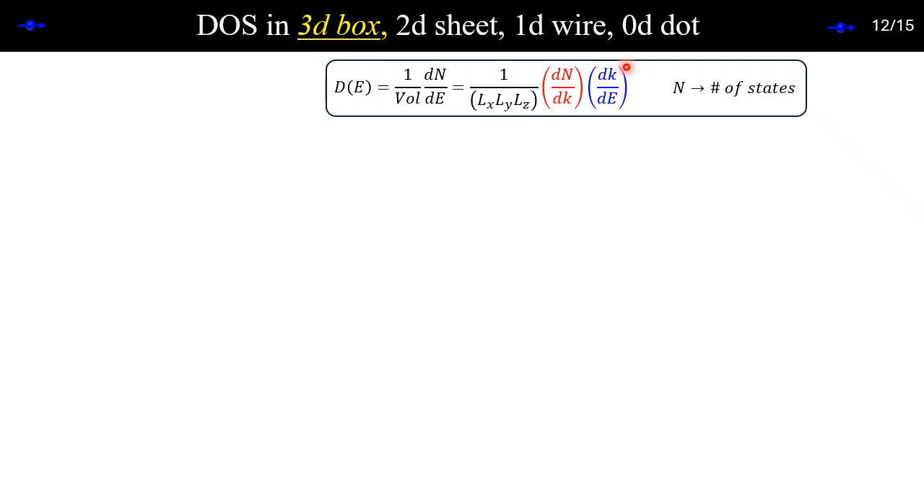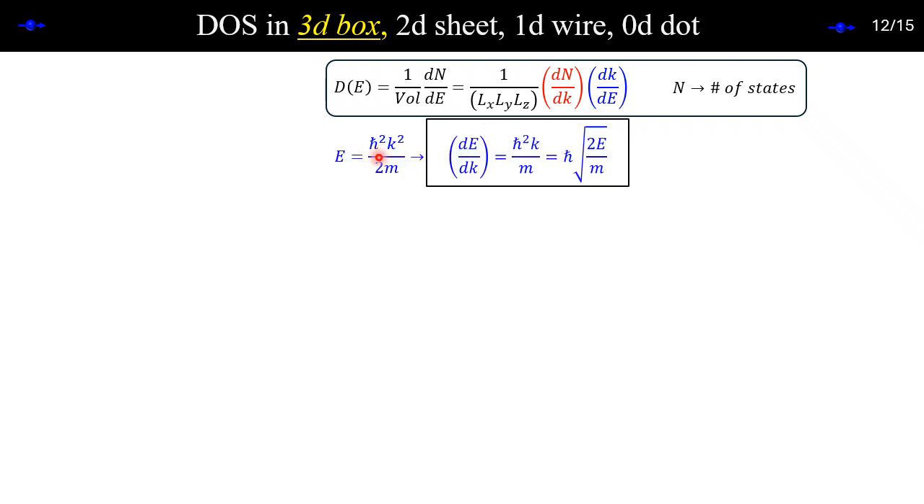Is it okay? We can write it in this way. Okay, so now we'll start taking approximation because our interest is near the band extrema where we can take parabolic approximation for most cases. Okay, this is that parabolic approximation.